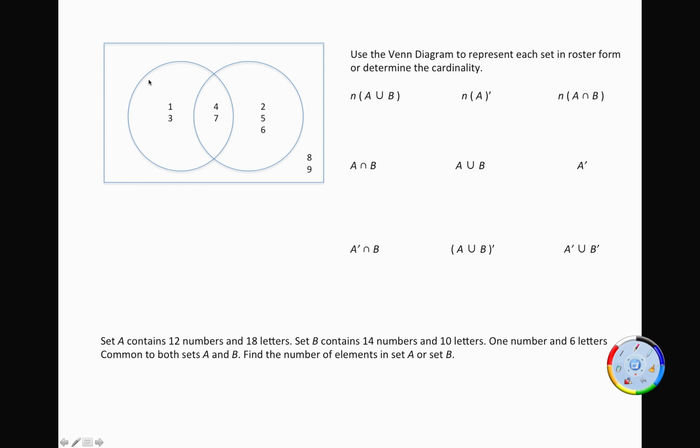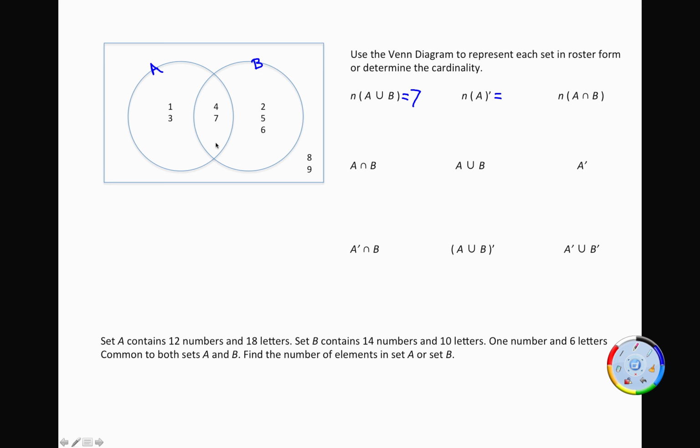Remember, this represents A or B. Sorry, let's list this as A and B so we'll know, because I could put a B over here or an A. They really have to be labeled. Okay, or both. So the number of elements in A or B are 1, 2, 3, 4, 5, 6, 7. The cardinality of A or B is 7.